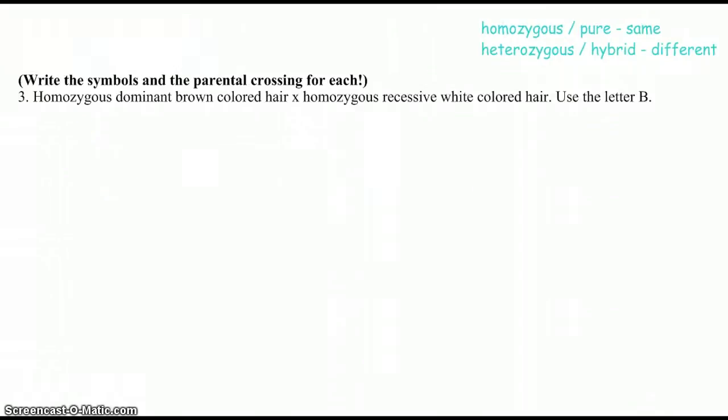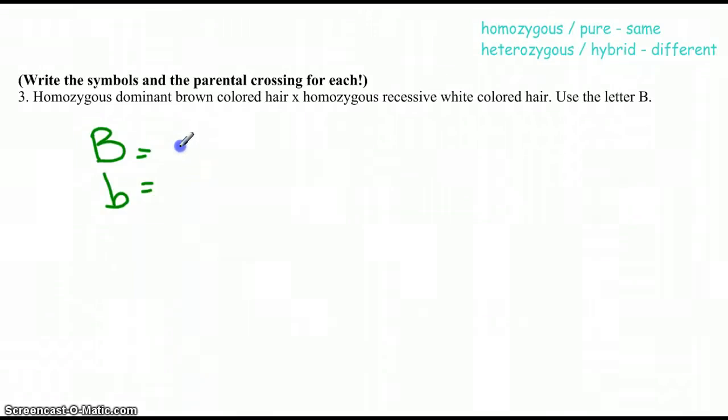Now let's move on to number 3. Hopefully you're pausing this and trying to solve it and then checking your work. Okay, number 3, again, symbols, parents. So I've got homozygous dominant brown colored hair, homozygous recessive white colored hair, use the letter B. So I need a capital B and a lowercase b. You notice I'm not switching letters. This is one trait, one letter, one capital, one lowercase. That's a common mistake. People switch letters. You can do that for dihybrid, trihybrid, etc.